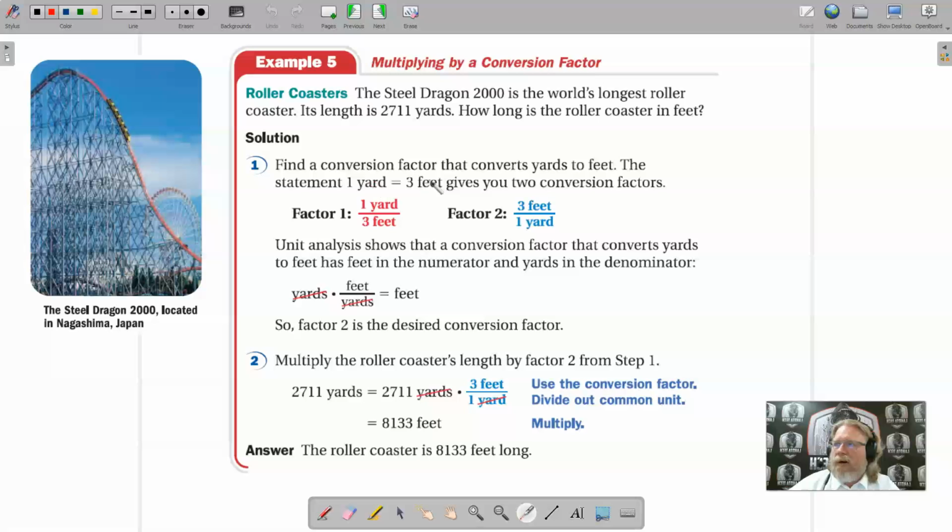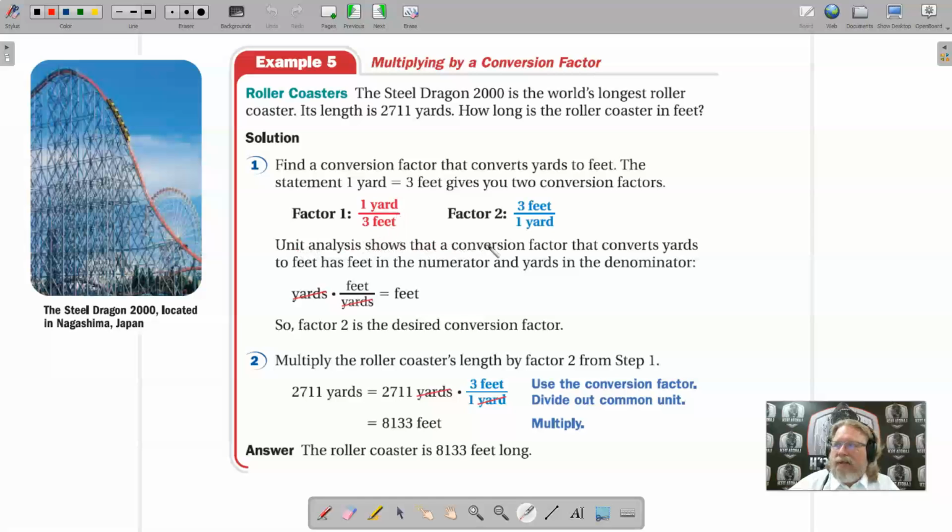The statement 1 yard equals 3 feet gives you 2 conversion factors. We could either have factor 1 that says 1 yard is equal to 3 feet, or factor 2 which says 3 feet is equal to 1 yard. They're both correct, and they both have a value of 1, so they are conversion factors, because 1 yard is 3 feet, so 3 feet over 3 feet would be 1. That's correct. Any number over itself is equal to 1, even if the measurements are the same.